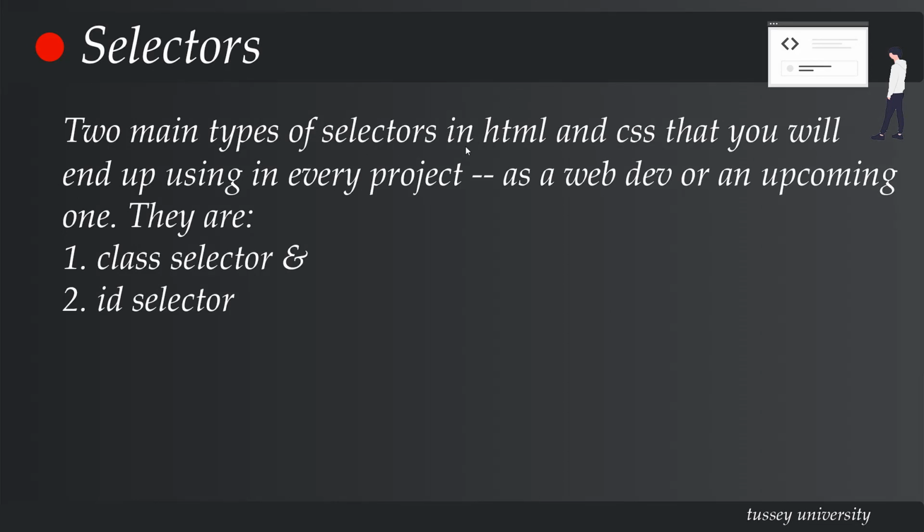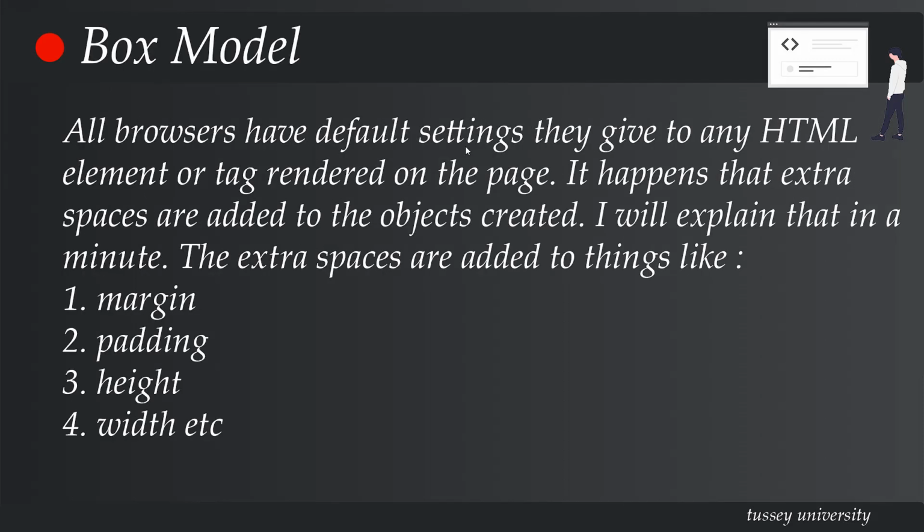Then we are going to talk about selectors. There are two main types of selectors in HTML and CSS that you will end up using in every project as a web dev, as an upcoming one. They are the class selector and the ID selector. We'll talk about that once again.